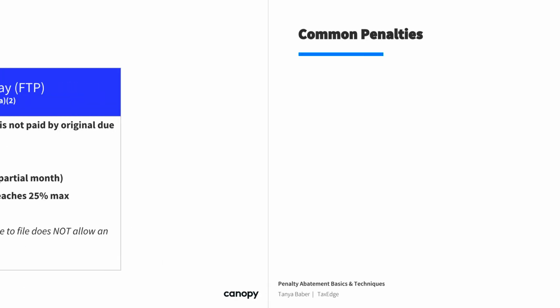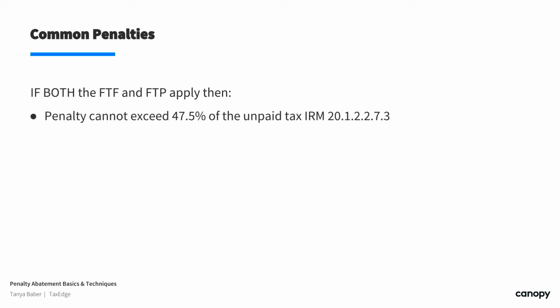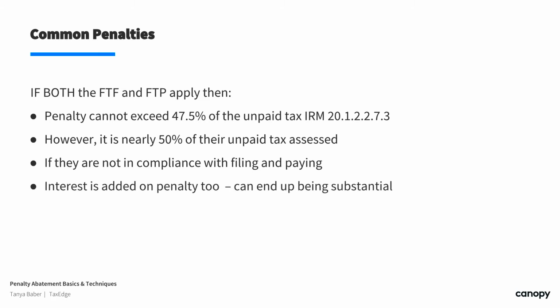So what about if a failure to file and a failure to pay both apply? Well, there's a little bit of a rule that says, okay, one is 25% maximum, the other is 25% maximum, but we'll give you a little bit of a break. They can't ever exceed 47.5% for both combined. But really, for all intents and purposes, that's pretty much 50% of their unpaid tax that gets assessed in penalties. If they're not in compliance, they don't file and pay on time, then it can end up being substantial, because the other thing that happens is interest. Interest gets added to the base tax. Interest gets added onto the penalty. So for all argument's sake, you can say 50% that they could potentially be adding on if they do both of those.